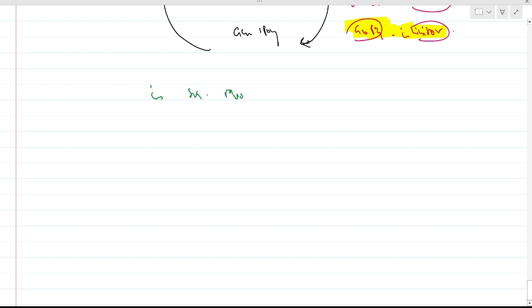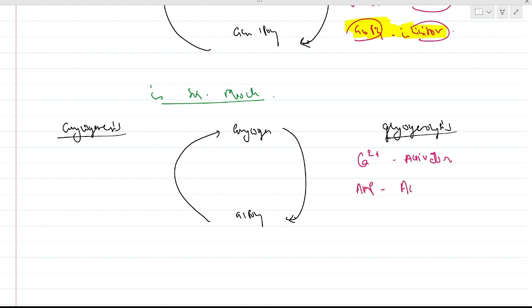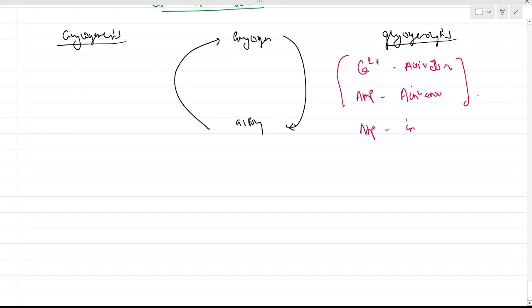In skeletal muscle, again glycogen to glucose 1 phosphate takes place in glycogenolysis, and the reverse in glycogenesis. So here first of all in muscle, calcium is an activator of glycogenolysis. AMP is an activator. These two need to be remembered. Then ATP is an inhibitor, and glucose 6 phosphate is an inhibitor. Calcium and AMP are activators of glycogenolysis in skeletal muscle.